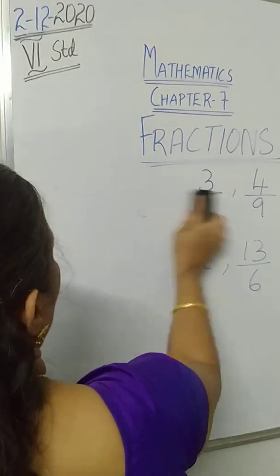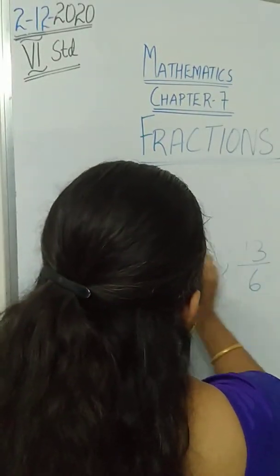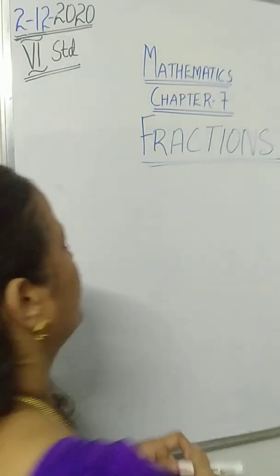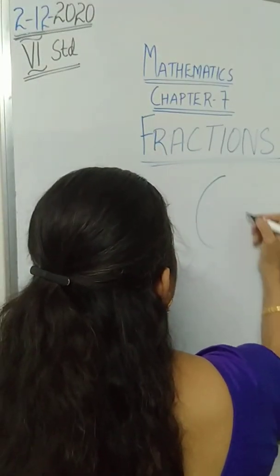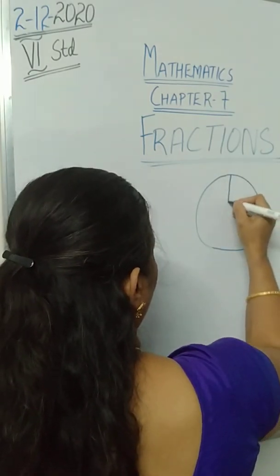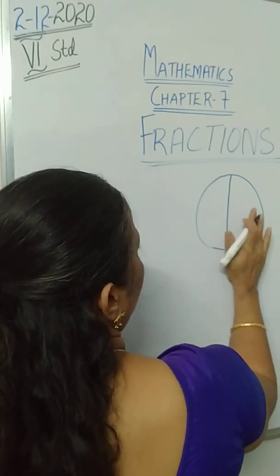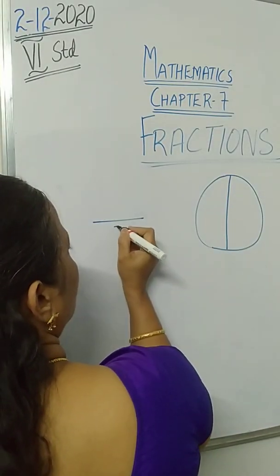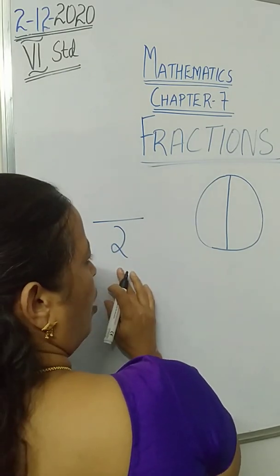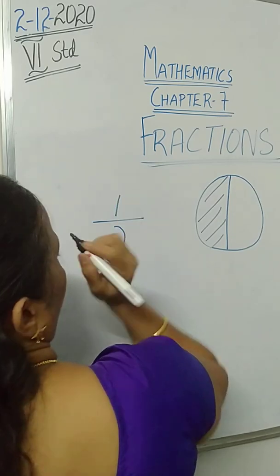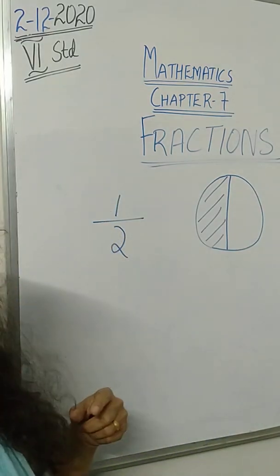Now I'll show you. Here is the dosa which I showed you. If the dosa is divided into 2 equal parts, this is one part, this is the other part. So the dosa is made into 2 equal parts. Out of that, she had one piece, so it is 1 by 2. So this is a fraction.